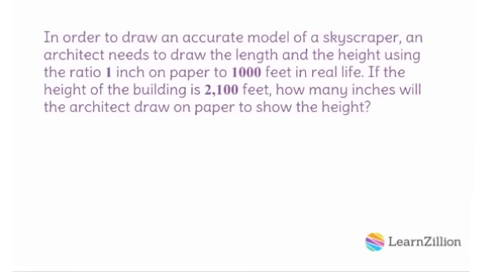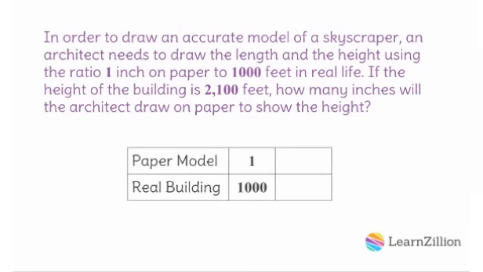In order to draw an accurate model of a skyscraper, an architect needs to draw the length and the height using the ratio 1 inch on paper to 1,000 feet in real life. If the height of the building is 2,100 feet, how many inches will the architect draw it on paper? Again, we can use a table to describe this relationship and determine the length of the building on paper. This time, we're going to look at a within relationship.